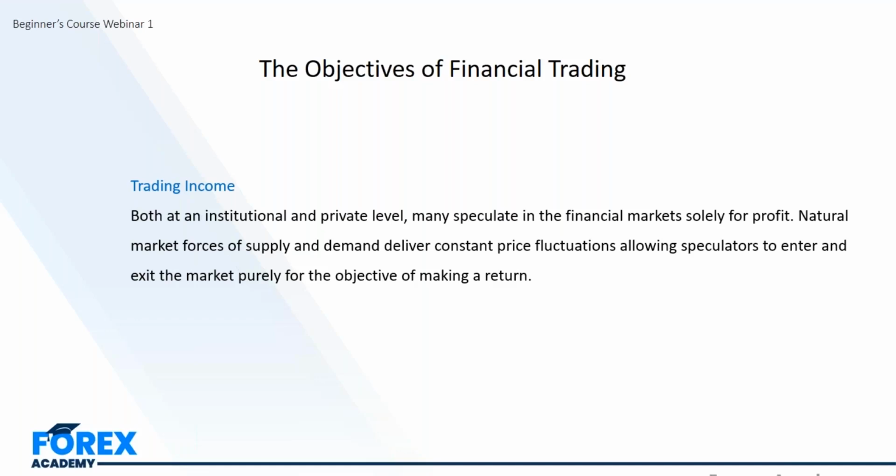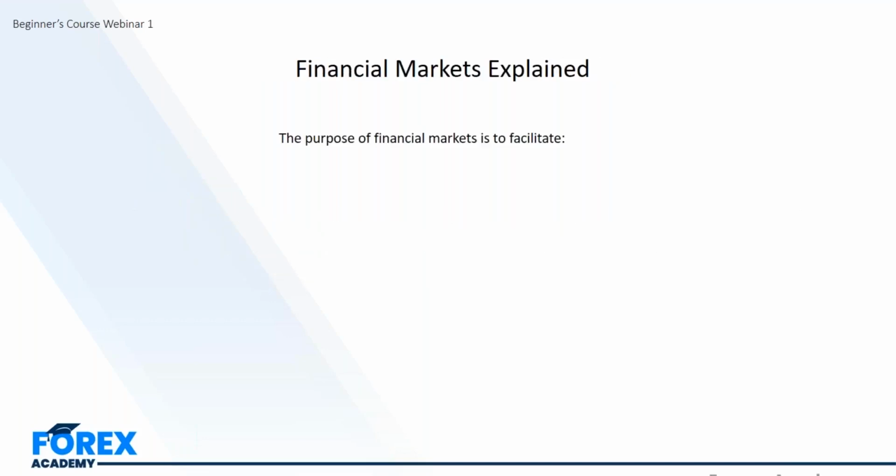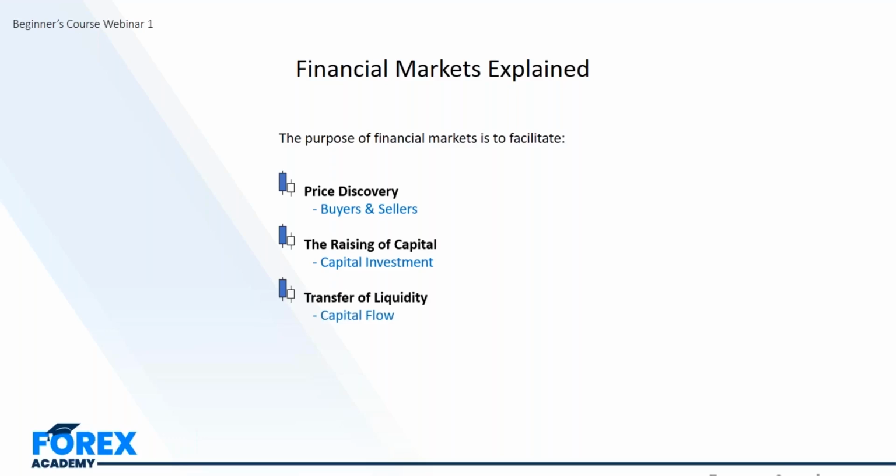Let's have a quick look now at financial markets and what the 4 main purposes are. The purposes of financial markets really are to facilitate price discovery, the raising of capital, transfer of liquidity, and to support and extend international trade. If we look at them one by one, price discovery is certainly one of the main facilitations of any marketplace where buyers and sellers interact. They discuss, they converse, they make trades, and obviously they come to a level of fair value for any particular commodity or asset they're trading.